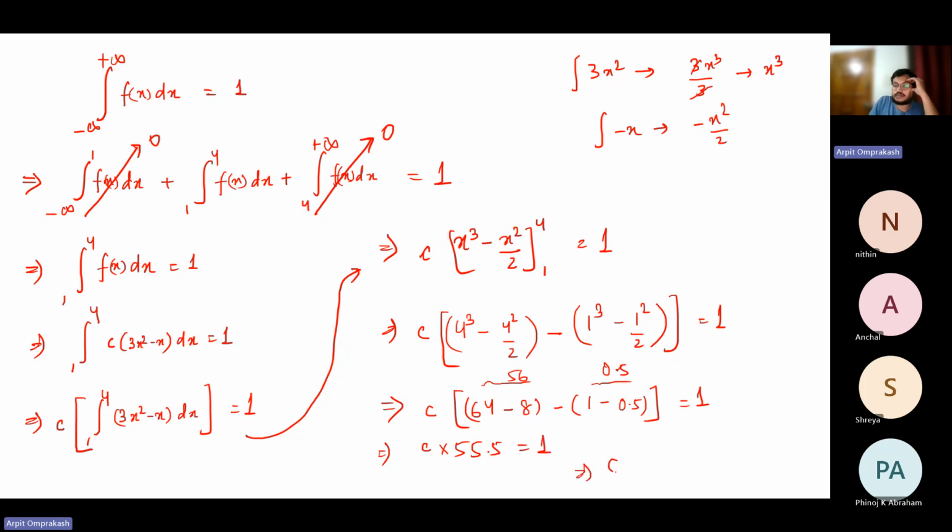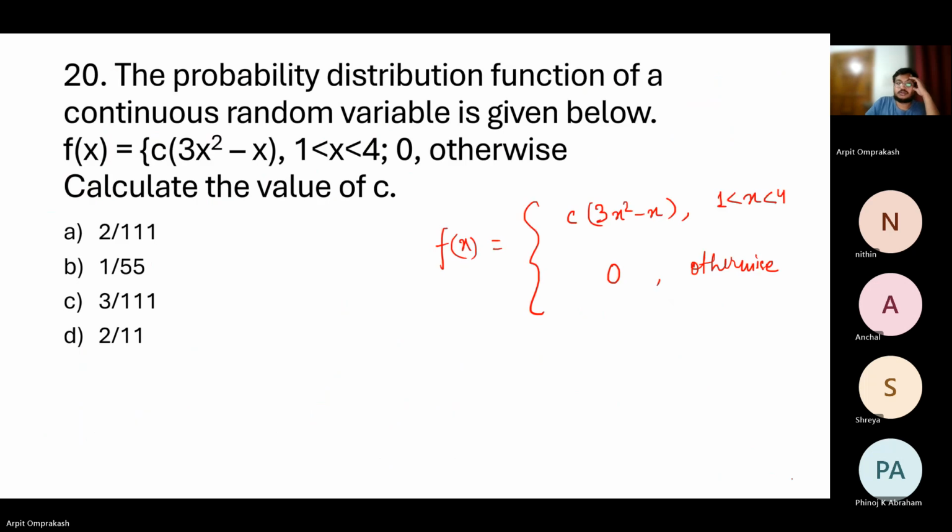That implies C equals to 1 by 55.5, which is 10 by 555, which is 2 by 111. The answer here is option A, which is 2 by 111.